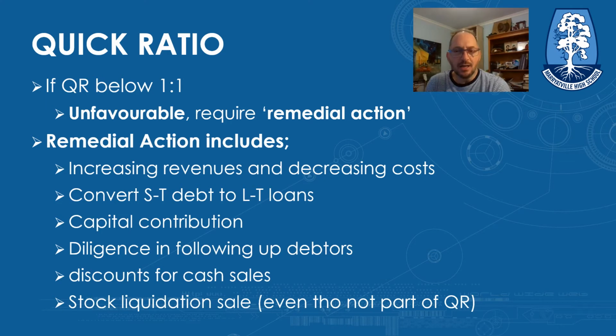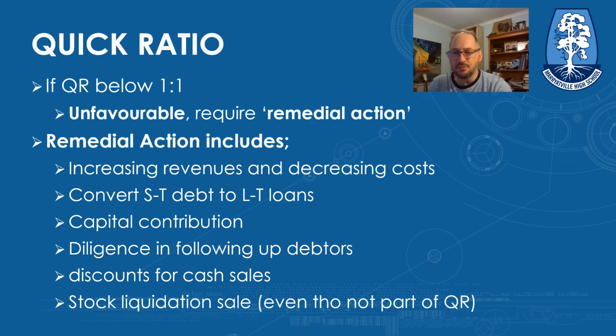When we have analysed and evaluated the quick ratio, we need to interpret it. What does it all mean? When we have a quick ratio below 1:1, this is what's called unfavorable, and that is where it would require remedial action to be taken. Remedial action includes increasing revenues and decreasing costs. Of course, that's what business is all about. We may need to convert some short-term debt to long-term loans, and that'll get it off our current assets. Capital contribution. Okay, the owner may need to inject some capital into the business.